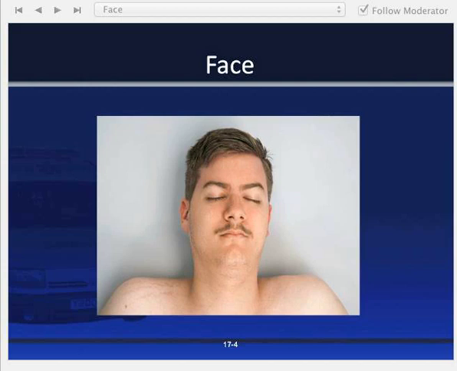When assessing the face, assess for DCAP BTLS. Look at the patient's face for symmetry.